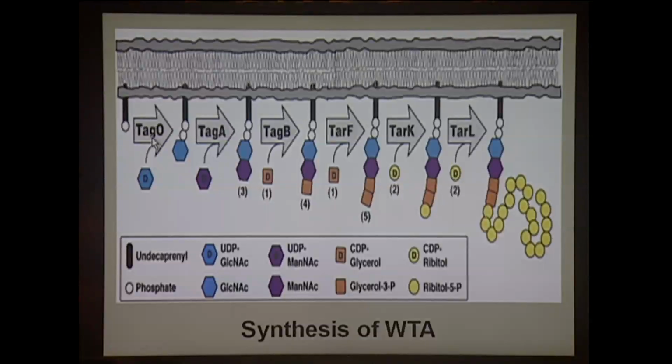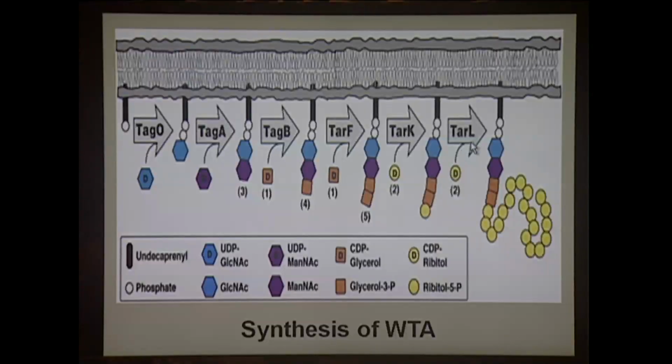And this particular step you can see is controlled by the Tag proteins, the TagO, the TagA, the TagB, and then the TarF and TarK will complete the formation of this particular glycerol sugar residue, and finally it is the TarL which will continue its activity until it produces a long chain of the teichoic acid.